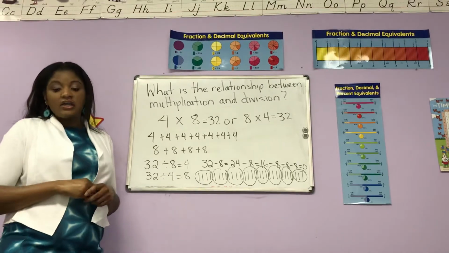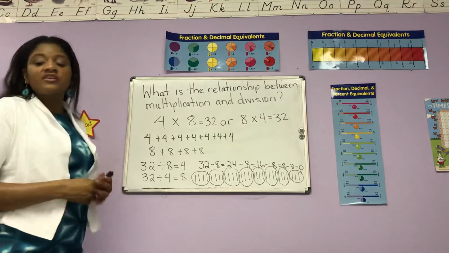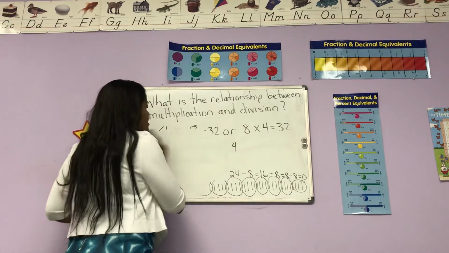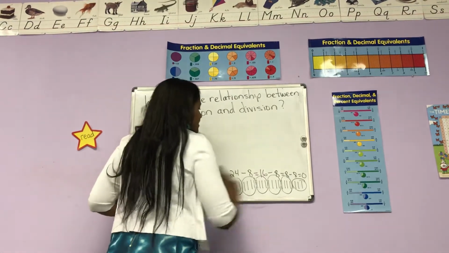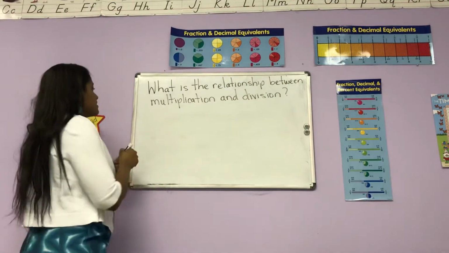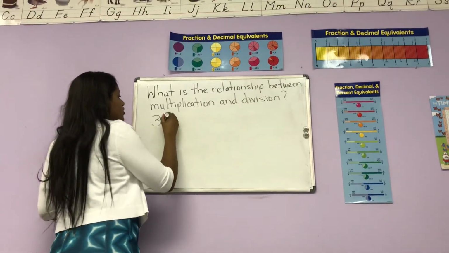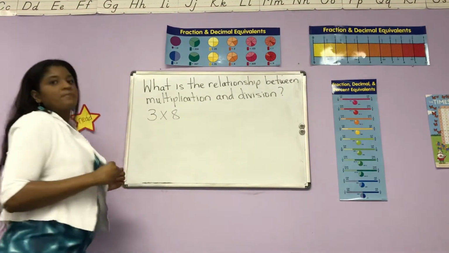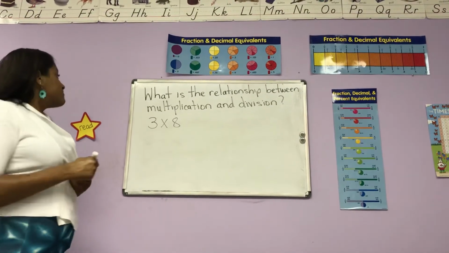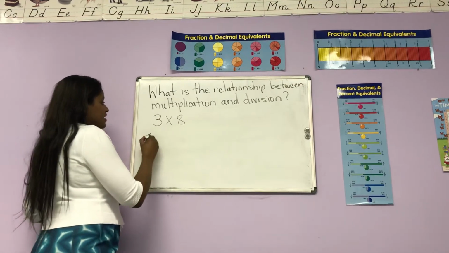So if we learn our multiplication facts, we will be very successful with division also. So I want you to try one using fact families and keeping in mind that multiplication and division are inverse operations. So if I have 3 times 8, I can use a number line. 3 times 8.